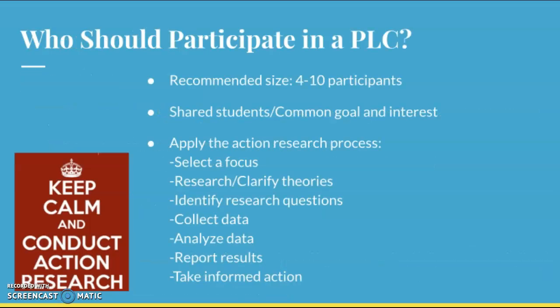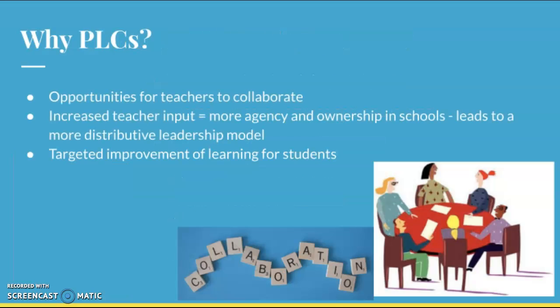Who should participate in a PLC? Ideally, this is about 4 to 10 participants, and they have shared students or shared common goals and interests. So this connects directly to the action research process where you select a focus, research and clarify theories that already exist, identify your specific research question, collect data, analyze the data, report results, take informed action, and then continually repeat that process.